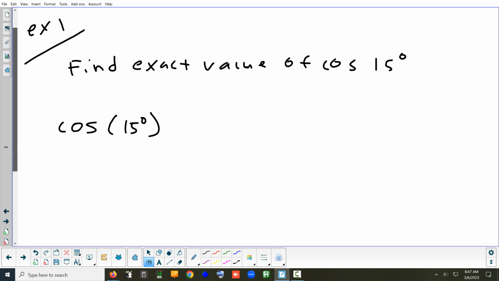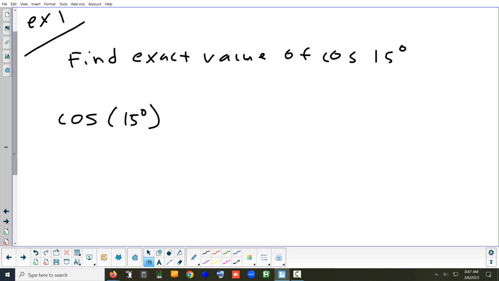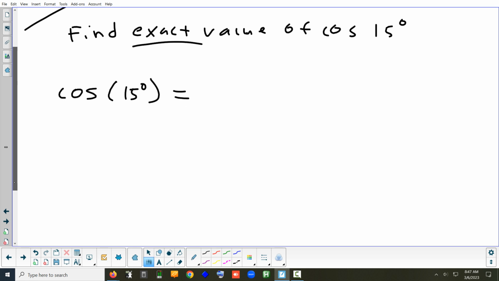All right, so how do you use it? Well, there's a couple ways you can use it. One is to do an actual proof. Another way, which is a little easier, is to just find an answer. And what I want to find here is the exact value of the cosine of 15.